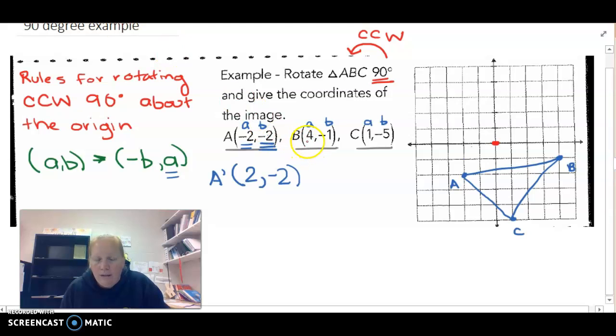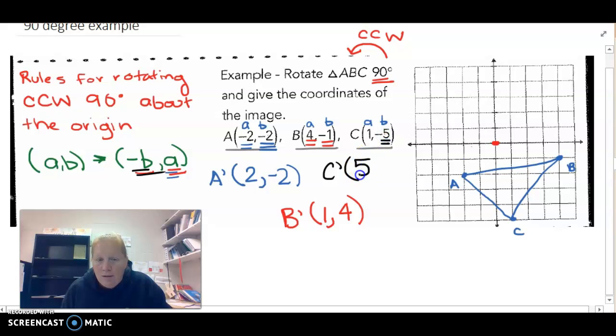Okay, well, now let's look at my B. So AB goes to negative B, so the opposite of negative 1 is just a positive 1. And my A stays the same, it's just listed second. Now last, my C prime, my negative B, so here I have a negative 5, so the opposite of negative 5 would be a positive 5. And then my A goes second, which is 1.